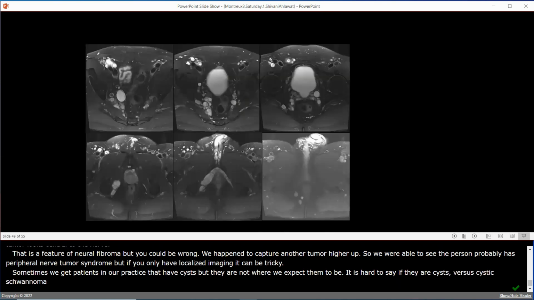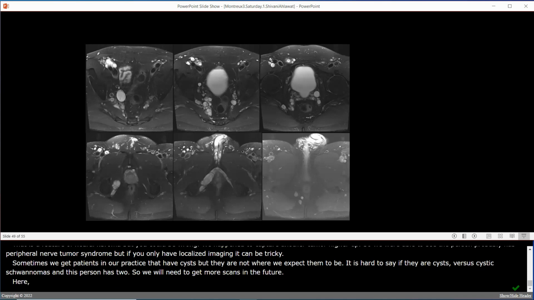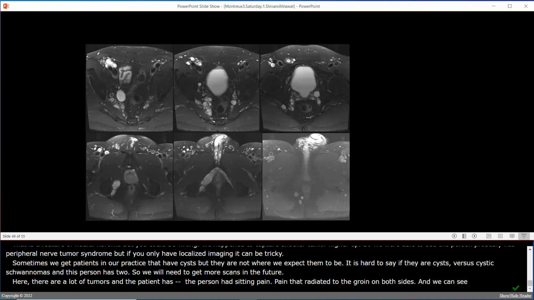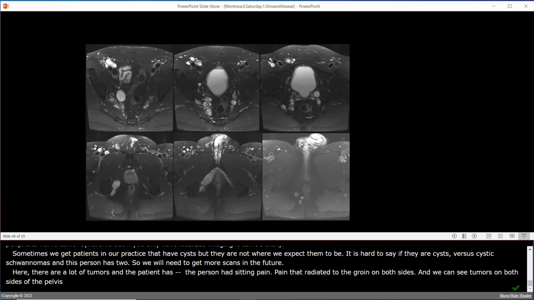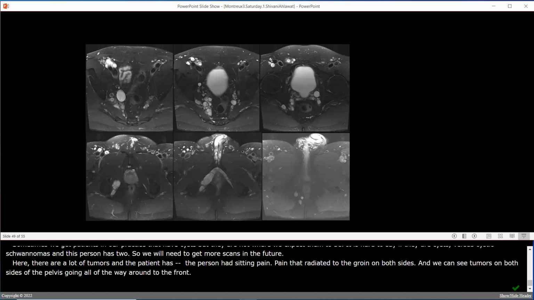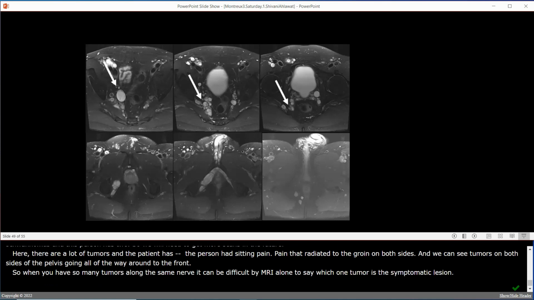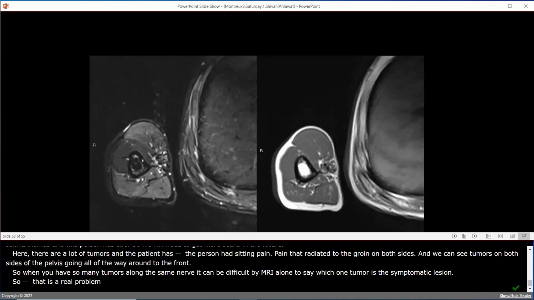And then this is one of the toughest problems we have in our practice, where there are a lot of tumors and the patient has pretty intractable symptoms. So this person had sitting pain that radiated to their groin on both sides. And we can see tumors, these white things here, on both sides of the pelvis, going all the way around to the front. So when you have so many tumors and all along the same nerve, it can be very difficult by MRI alone to say which one tumor is the symptomatic lesion. So that's a real problem that imaging has not been able to solve yet.